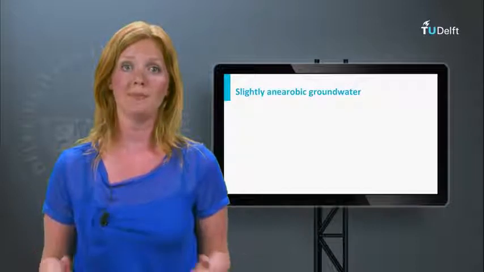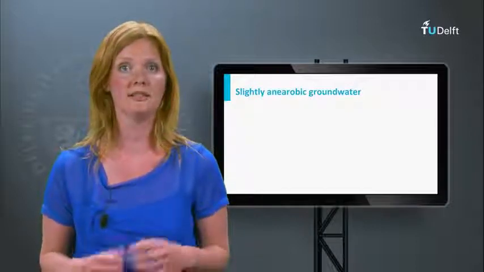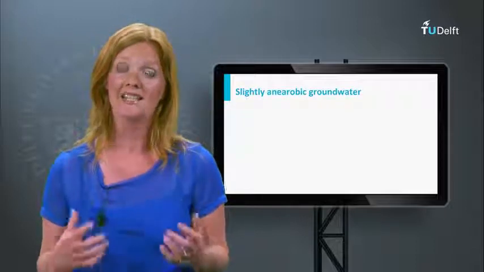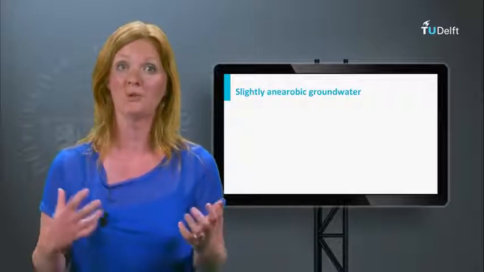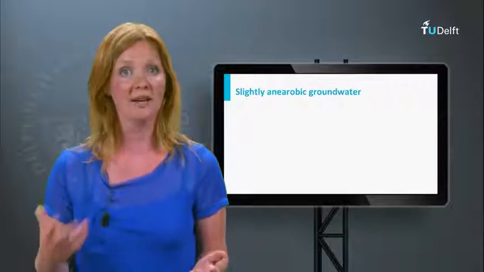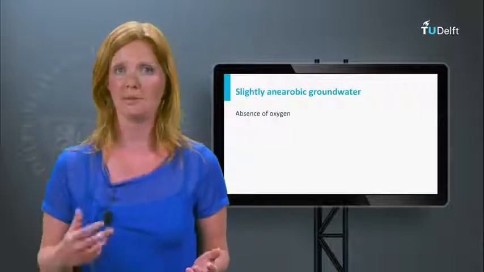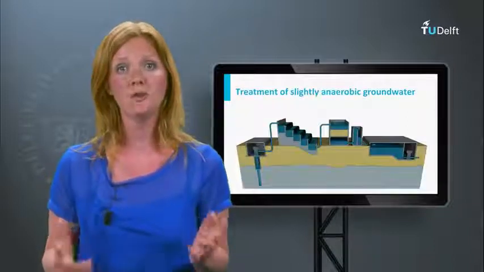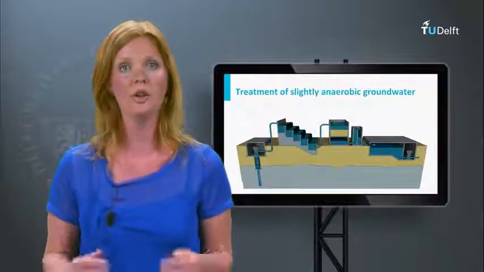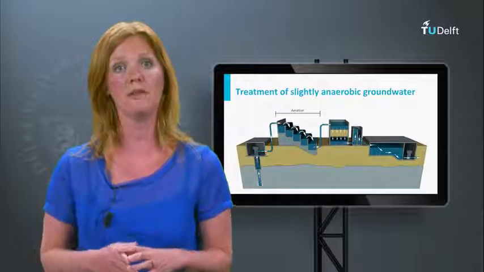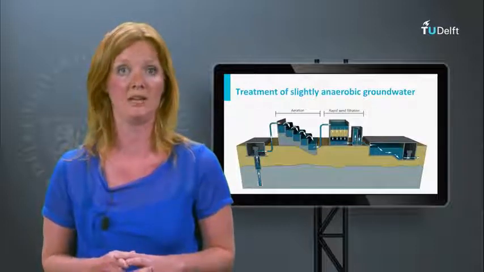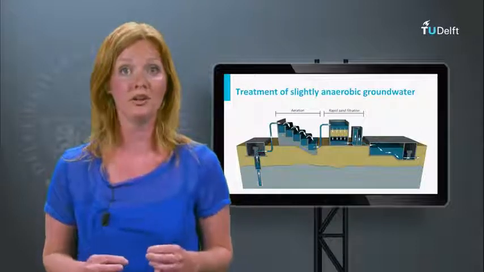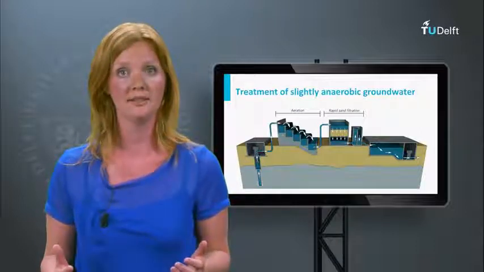The water treatment scheme for slightly anaerobic groundwater differs from the scheme for aerobic groundwater. Slightly anaerobic groundwater is located under a confining layer and is characterized by the lack of oxygen and presence of ammonium, iron and manganese. In general, the treatment of slightly anaerobic groundwater consists of aeration, followed by submerged granular media filtration. You may remember that aeration is needed for the addition of oxygen and the removal of carbon dioxide.